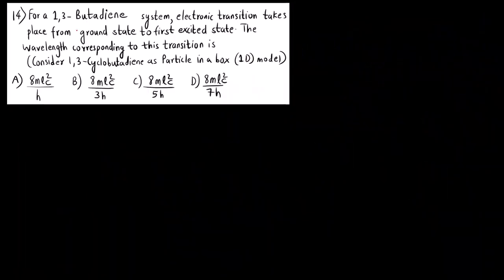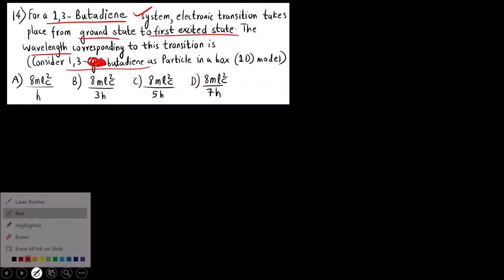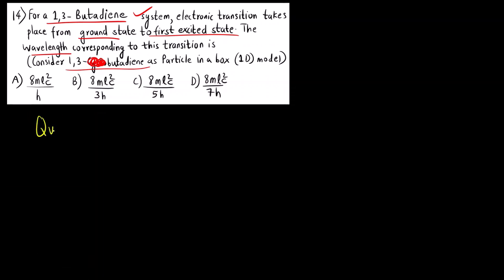Next one, for a 1,3 butadiene system, electronic transition takes place from ground state to first excited state. The corresponding wavelength for this transition is, we have to consider 1,3 butadiene, okay, not cyclo. Here it is correct, 1,3 butadiene. Consider 1,3 butadiene as particle in 1D box. So this is a question from which topic, which chapter? Quantum chemistry. Particle in a 1D box.